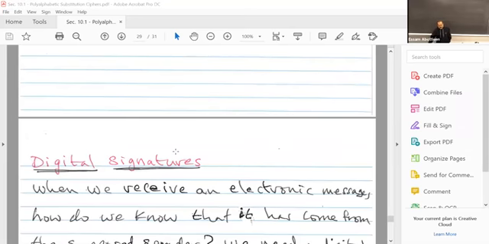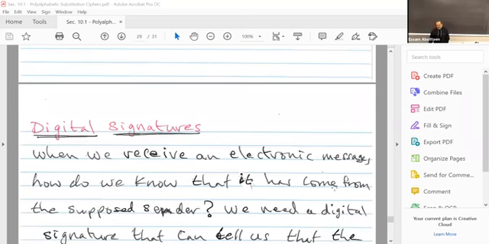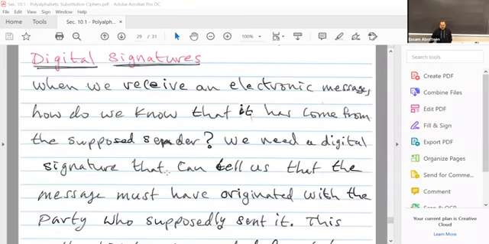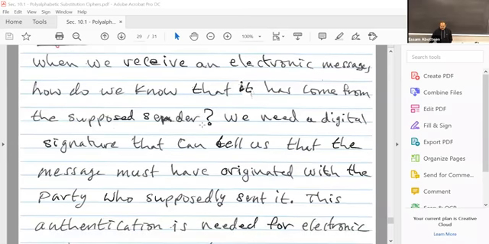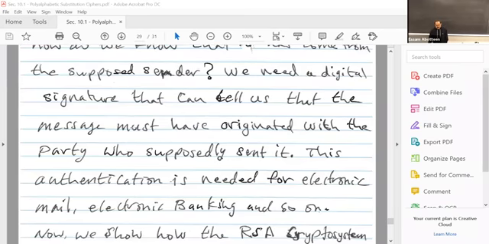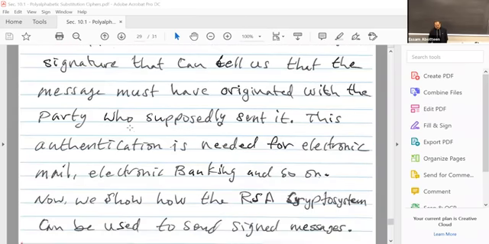So the question becomes, when we receive an electronic message, how do we know that it has come from the supposed sender of the message? To do this, we need what is called a digital signature that can tell us that the message must have originated with the party who supposedly sent this message. This is called authentication of the message. For example, this is done when you do electronic mail or electronic banking and many other situations where this is important.